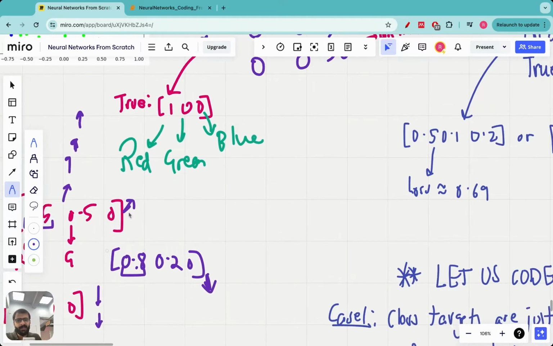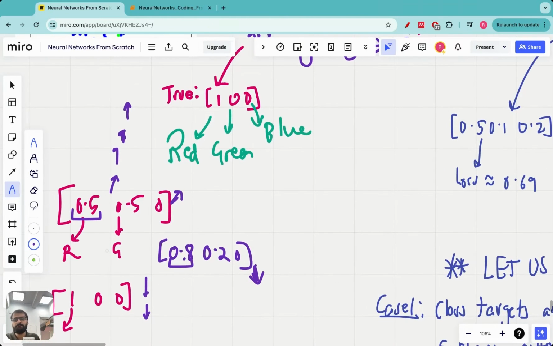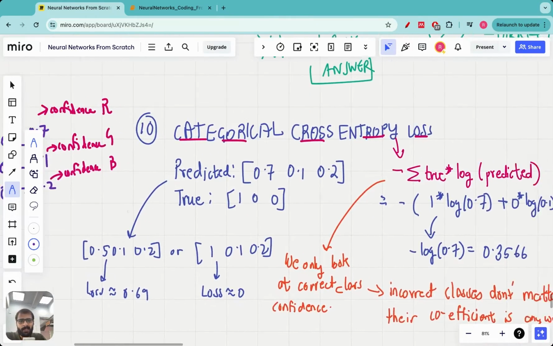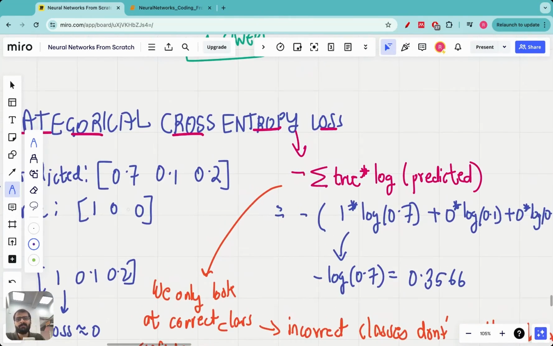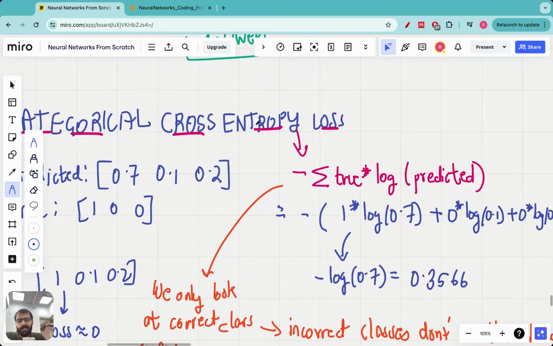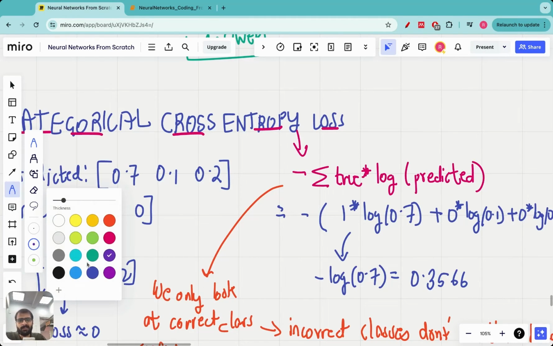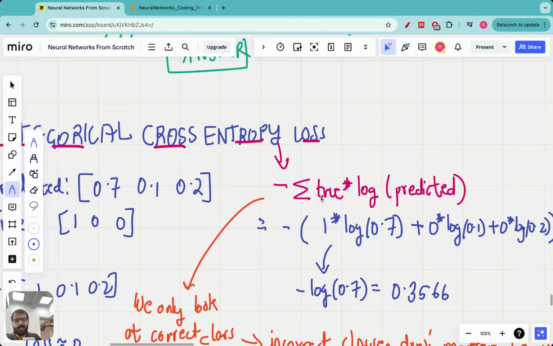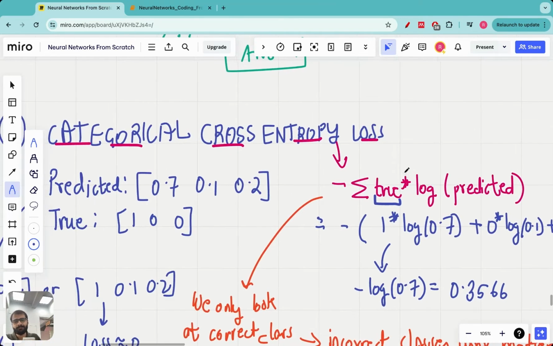So we have an intuitive understanding that if we see the output, we'll know which loss is higher and which loss is lower. But now we need to define a mathematical function for it, and this mathematical function is called the categorical cross entropy loss, especially for classification tasks such as the one we are considering. The formula for this is the negative of the true label multiplied by the logarithm of the predicted label.